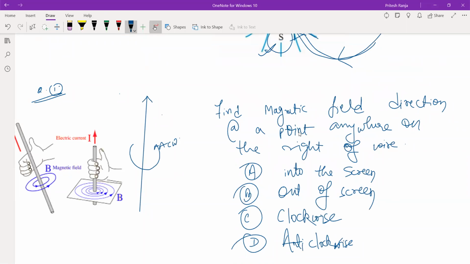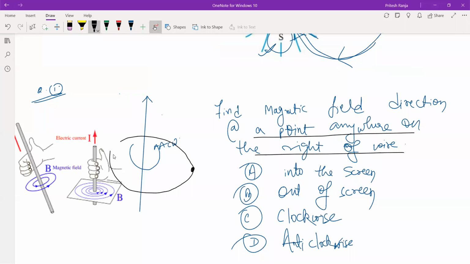But the question is you have to find the magnetic field at a point anywhere on the right. That means at this point, what is the magnetic field? So anti-clockwise, it should be a circle, and at any point on the circle, how do we get the direction? By taking the tangent. So which way will the tangent go? Into the screen. Is this clear to all? Whoever selected A, that is right. So you have to observe whether the question asked is at any point, or what is the magnetic field with respect to the wire.